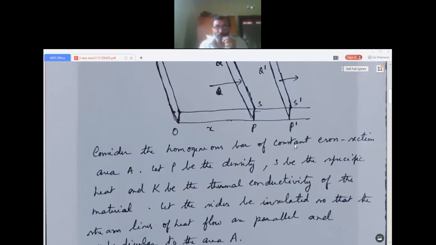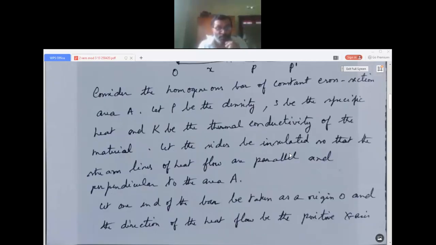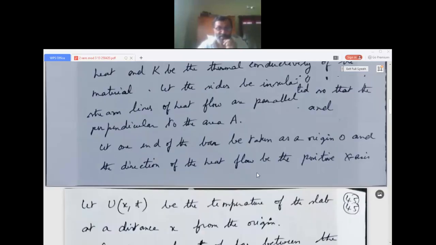Consider a homogeneous bar of constant cross section of area A. Let rho be the density, S the specific heat, and K the thermal conductivity of the material. Let the sides be insulated so that the streamlines of heat flow are parallel and perpendicular to the area A. I'm going a bit fast because I already explained this once.